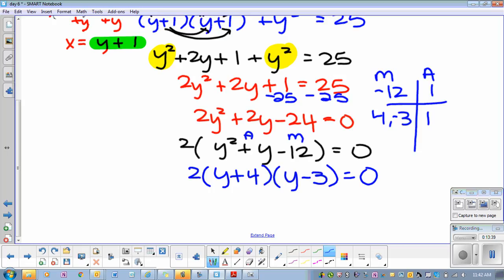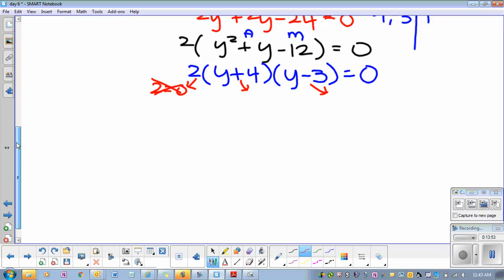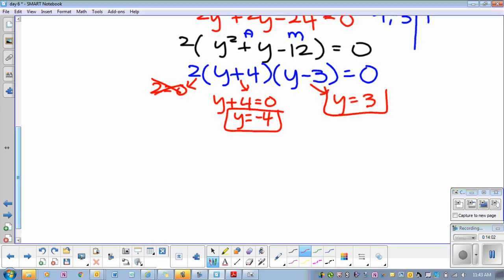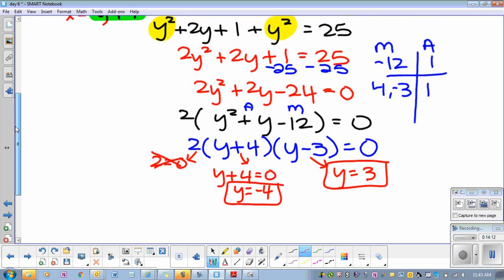And then, what do I need to do when I'm solving? Well, everybody gets set equal to 0. 2 equals 0 is no. Throw that out, right? And then y plus 4 equals 0, so y equals negative 4. And this would be y equals 3. All that work just to get the y's. So negative 4 and 3.